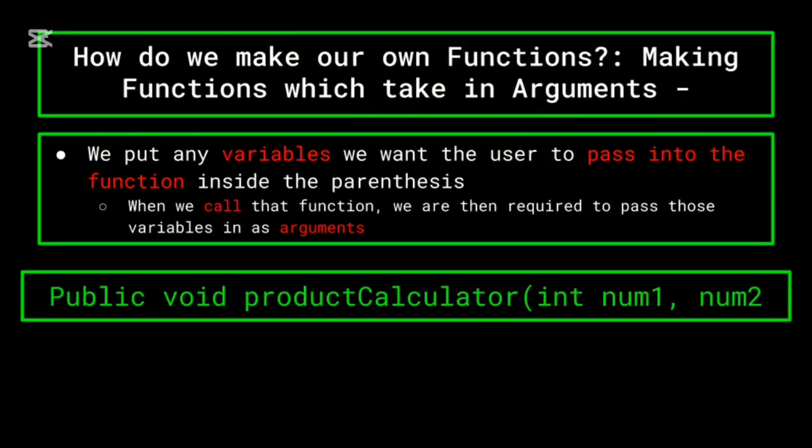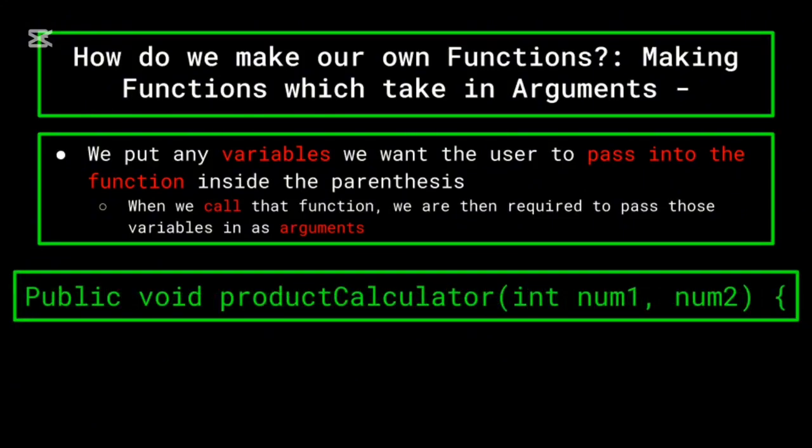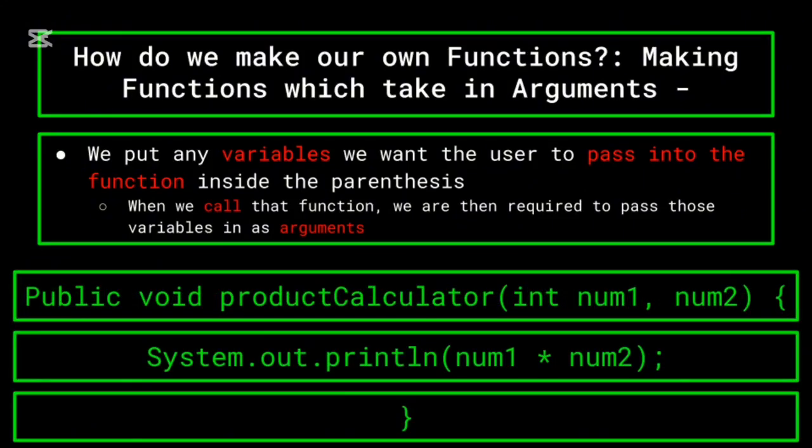We could do this for however many variables we want to pass into the function. But for now, let's close off the parentheses and just print out the product of num1 and num2. As you can see, we refer to the two numbers that the user will input into the function as num1 and num2. Whatever numbers that the user passes into the function will be converted into num1 and num2.